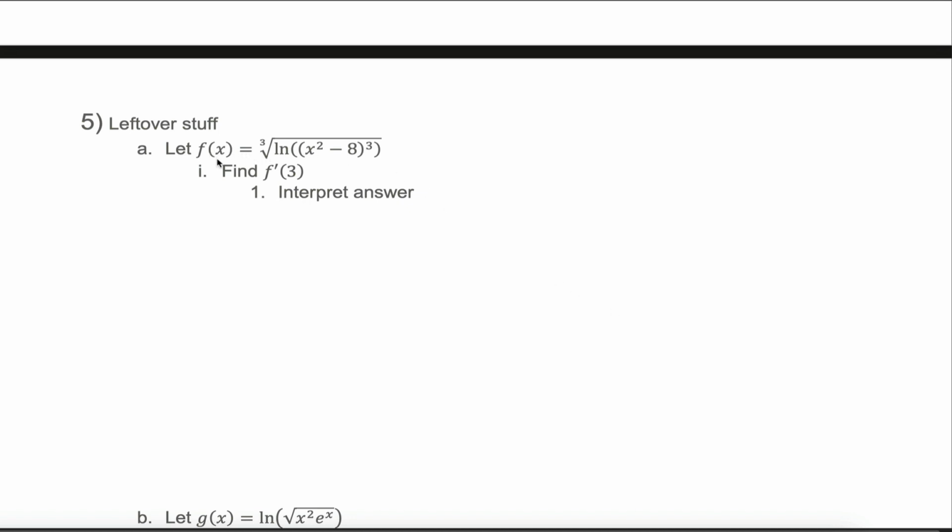Suppose you have this function f of x. It's equal to the cubed root of the natural log of x squared minus 8 to the third power. Suppose you're asked to figure out f prime of 3. Well, to figure out f prime of 3, maybe a logical starting spot is to figure out f prime of x. F prime of x would just be the derivative of this function, the cubed root of the natural log of x squared minus 8 cubed.